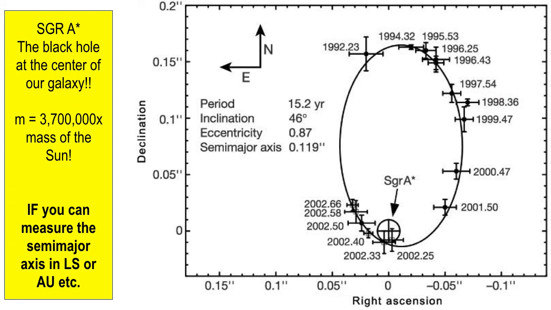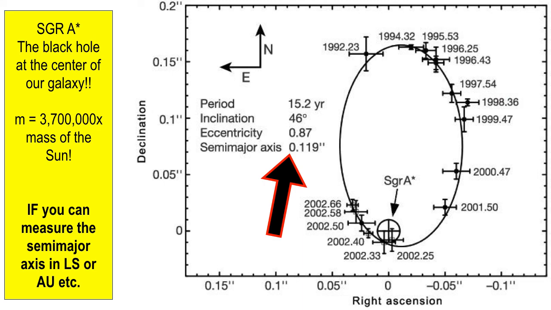All right, now, here's this famous image where they actually mapped out from 1992 to about 2002 the position of S2. And from this, they were able to calculate the mass of the black hole. Now, we're not going to do that calculation on Thursday. We're going to do a different one involving Sirius A and Sirius B, a little bit easier. But those guys did this with S2 and Sgr A star. And the tricky point is, can you measure the semi-major axis? Maybe in light seconds or AUs or something like that. And that's what they were able to do.